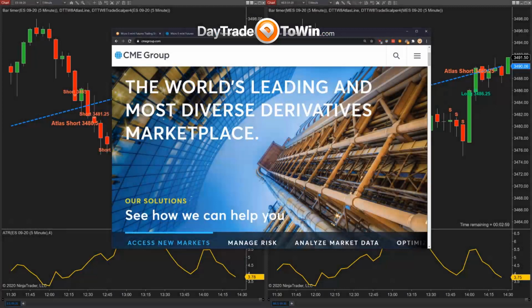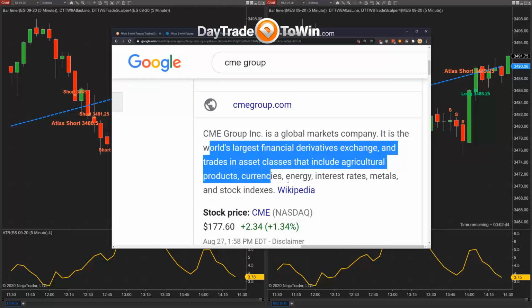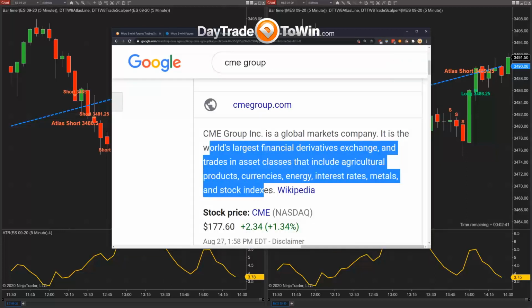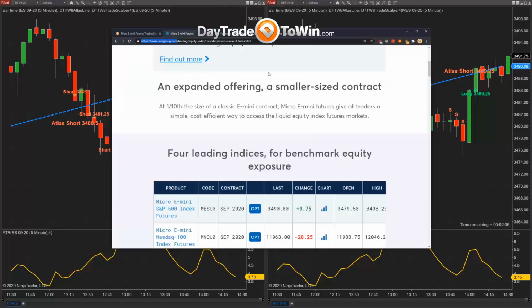First, it's important to recognize that the CME group is where the E-mini and micro E-mini are traded. It's an exchange. It's the world's largest financial derivatives exchange and trades in asset classes that include agricultural products, currencies, energy, interest rates, metals, and stock indexes. The website is cmegroup.com, and if you go there, you can find out information about micro E-mini futures, for example.